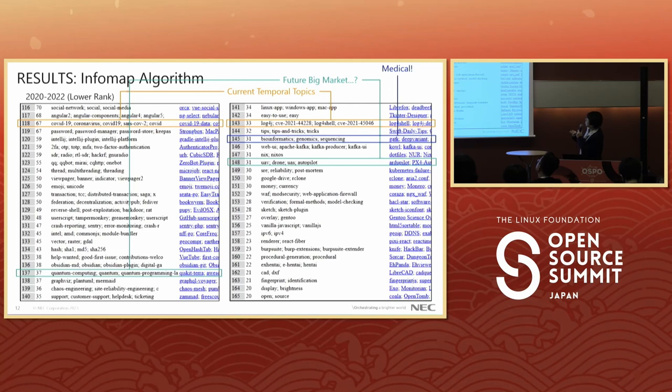An interesting cluster is this one. This is medical OSS, like bioinformatics and genomics, okay. Sequencing. Using data science, we can gain human understandable information like this.